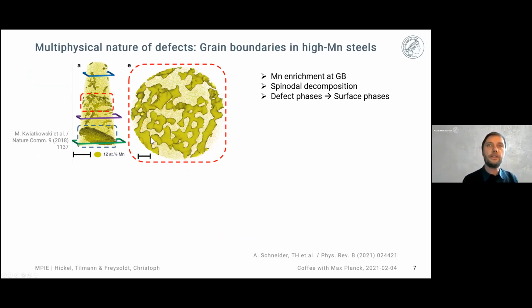You have regions at the grain boundary which show a manganese content above 12%, and you have other regions where the manganese content is much lower. Yeah, that's very fascinating because it means that you have basically for the same grain boundary different defect states or defect phases present.